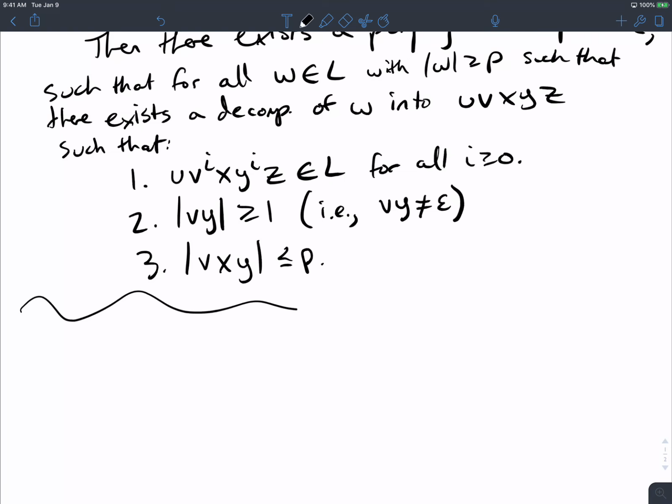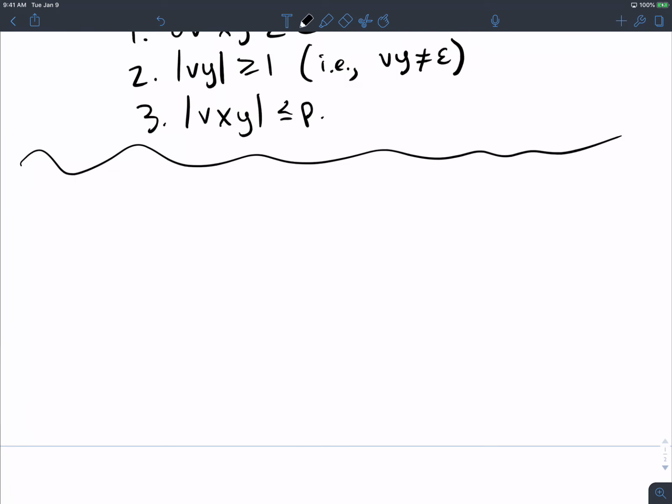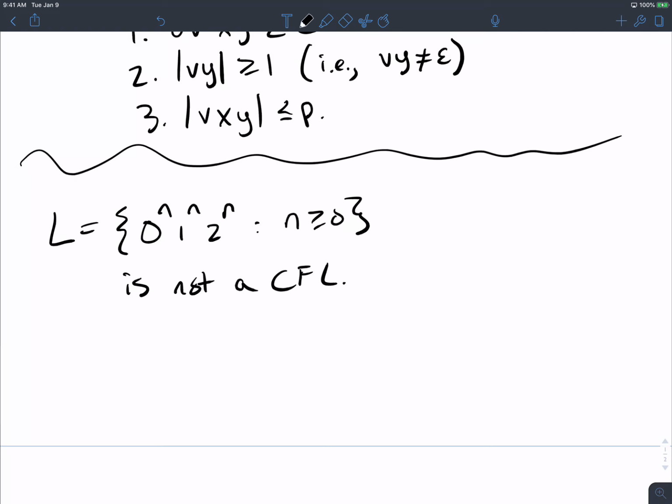Someone fixed it. Okay, cool. So let's actually prove a language is not context-free. Let's do the example that I mentioned last time, which is this one: some number of 0s, then the same number of 1s, same number of 2s. And I claim that it's not a CFL. So we'll definitely prove it's not a CFL. Don't worry about that. But what was our intuition for why it isn't a CFL? What made it difficult?